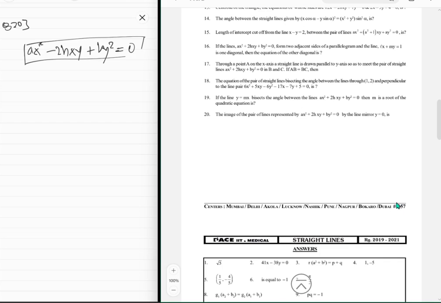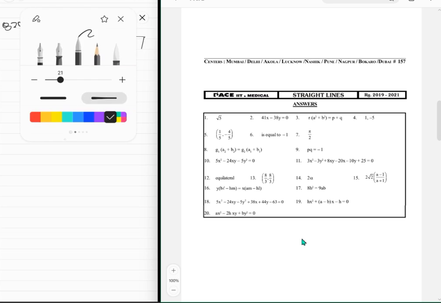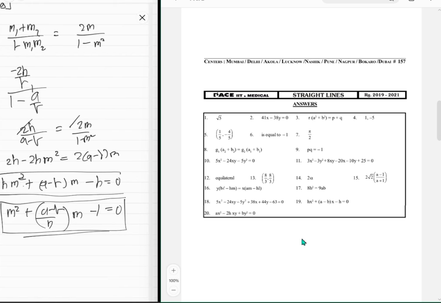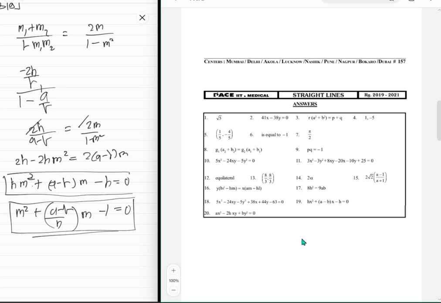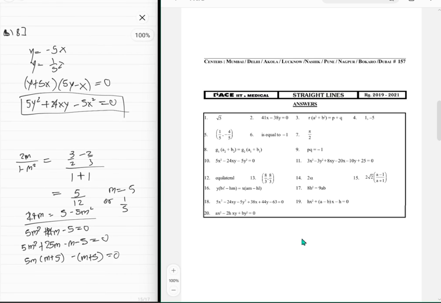Let's check. Question number 20, yes, this is correct. Question number 19. Of course, that is correct. So yeah, I mean, quadratic equation, that's why they used x, but you can use anything you want. Question number 18.